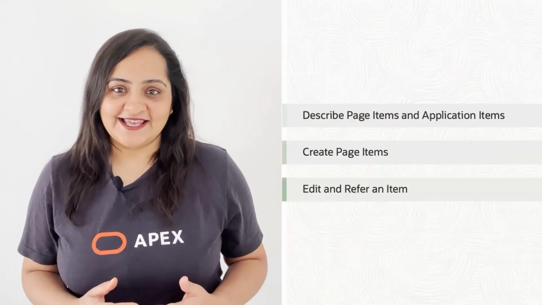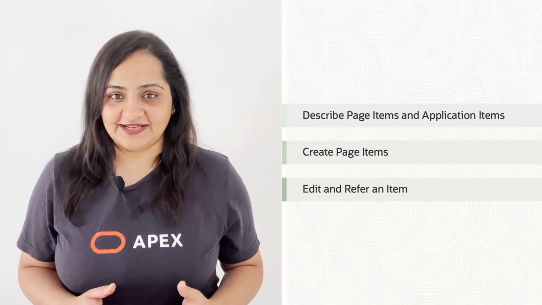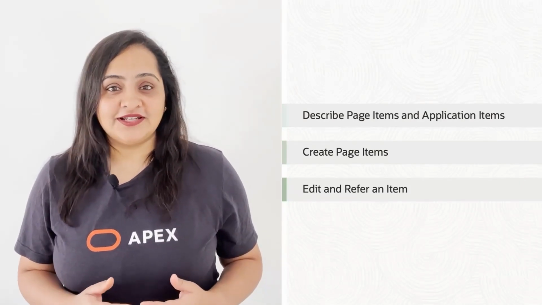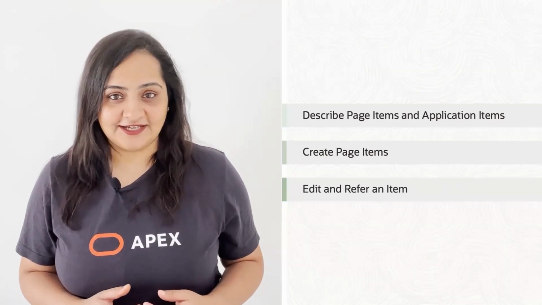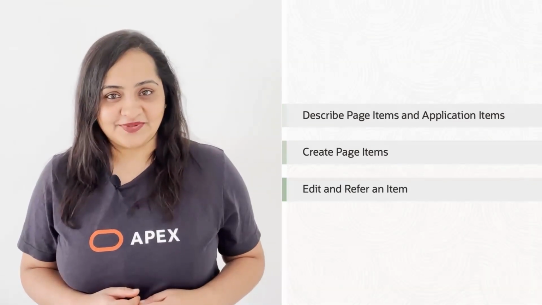To summarize, in this lesson, you learned how to create and use page level items. You also learned how to create a shuttle page item and quick picks. I hope you learned something useful.